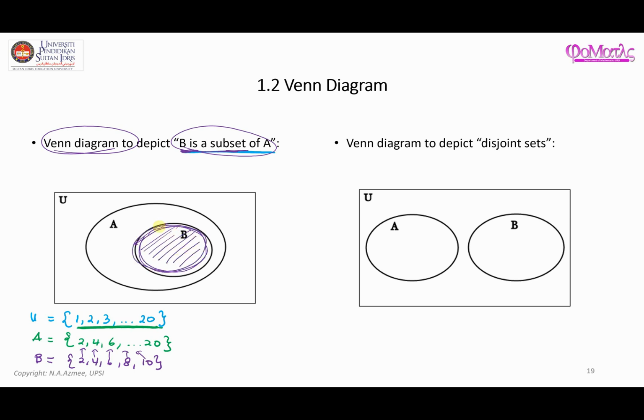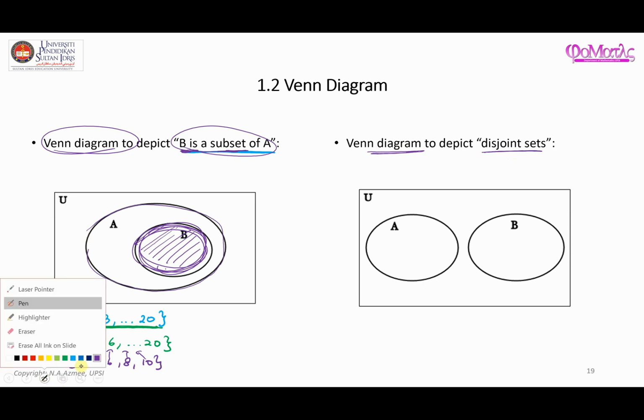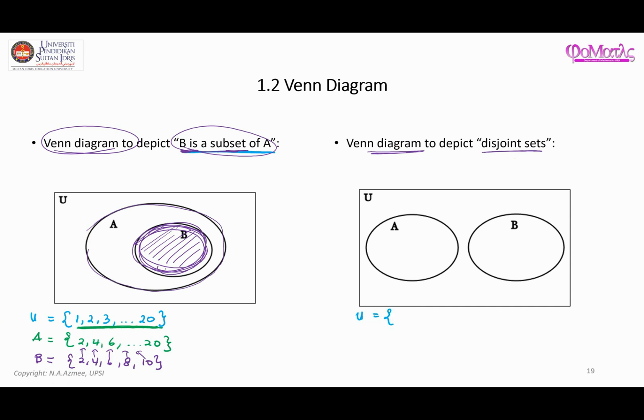The whole set B here is going to be inside set A. Okay. Now let's move on to the next example, where we have a Venn diagram that depicts two sets that are disjoint. Let's think of an example here. Let's say I have a universal set, which contains numbers from 1, 2, 3, 4 until 20.